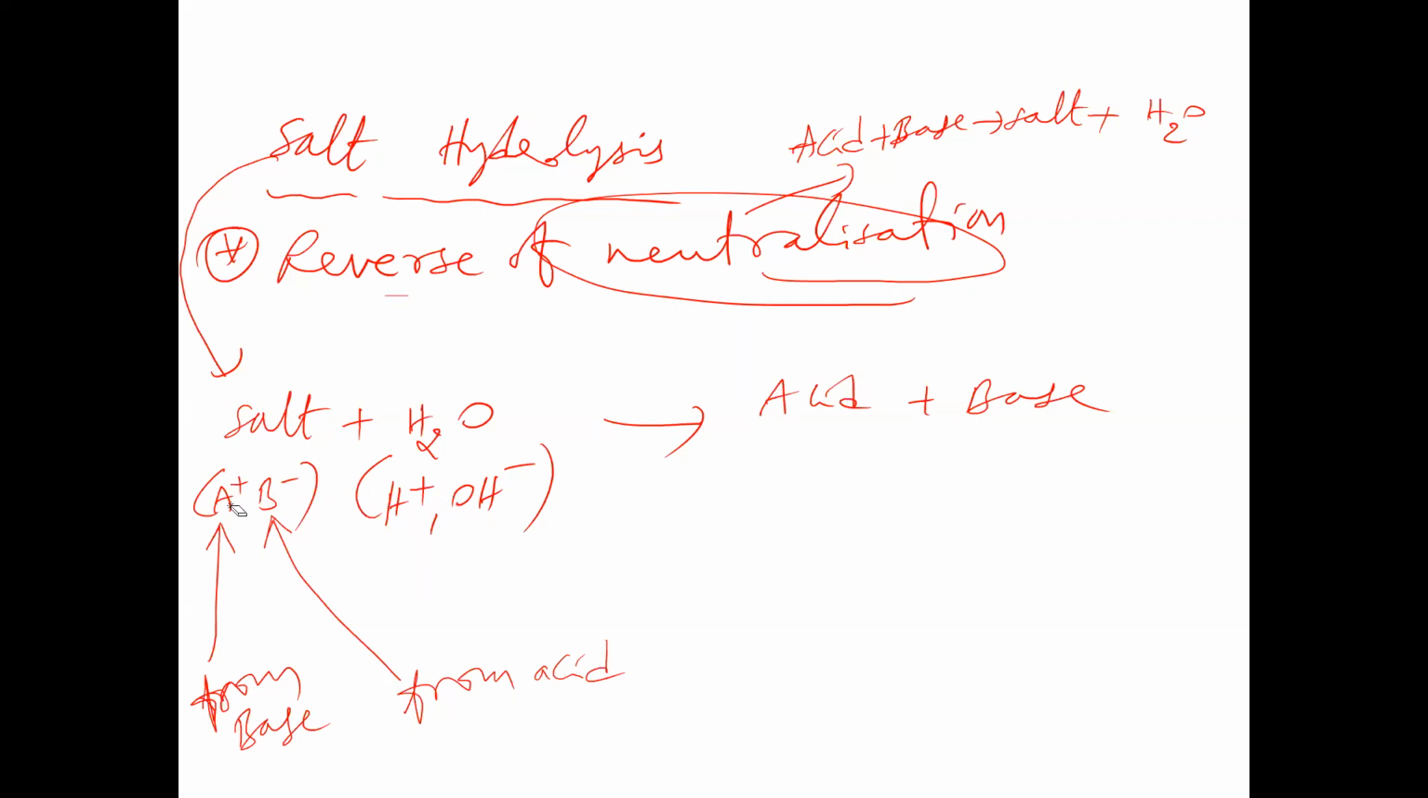Understood the concept here? Sometimes only cations will be interacting with water. Sometimes only the anion of the salt will be interacting with water. Sometimes both cations and anions will be interacting with water. Sometimes neither cation nor anion interacts with water. We have to understand in which cases only cations will interact, in which cases only anions will interact, in which cases both will interact, and in which cases neither interacts. This is about salt hydrolysis.